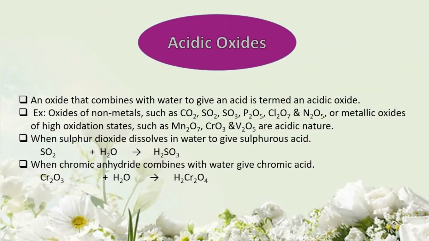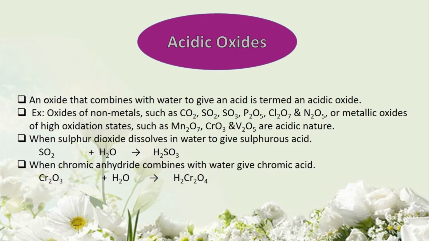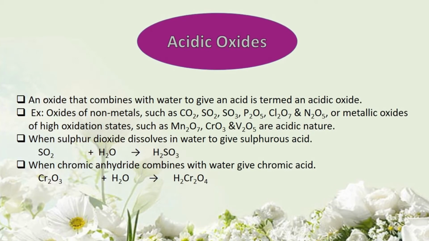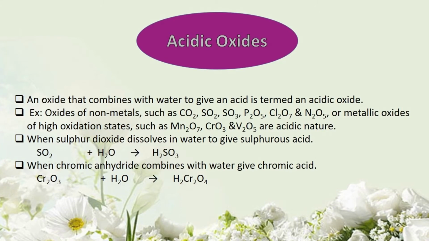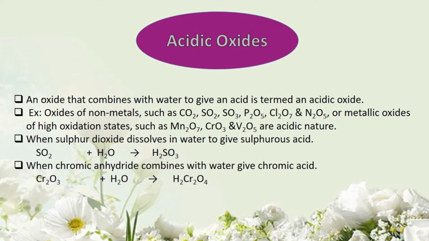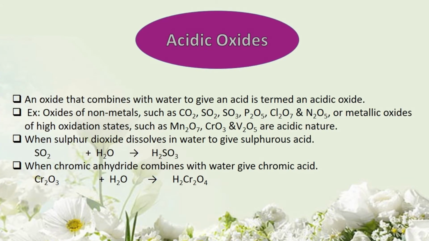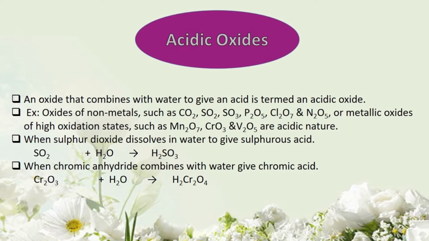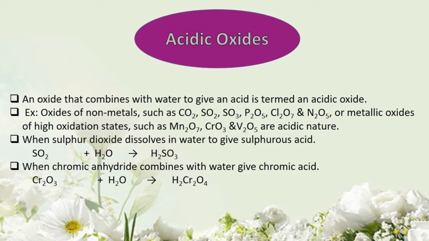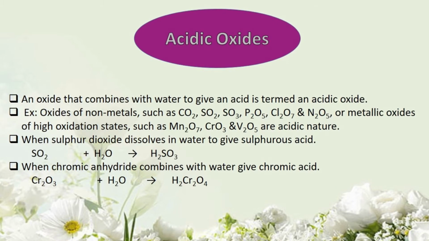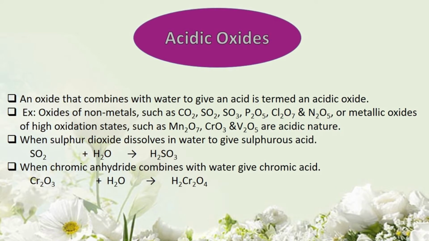Now let's learn the chemical behavior of acidic oxides. An acidic oxide reacts with water and produces an acid. Usually, it is the oxide of nonmetals. Examples include sulfur dioxide, carbon dioxide, sulfur trioxide. It could also be the oxide of metals with higher oxidation states, such as CrO3, Mn2O7 and V2O5.